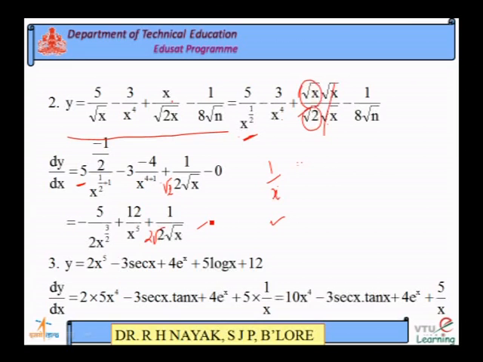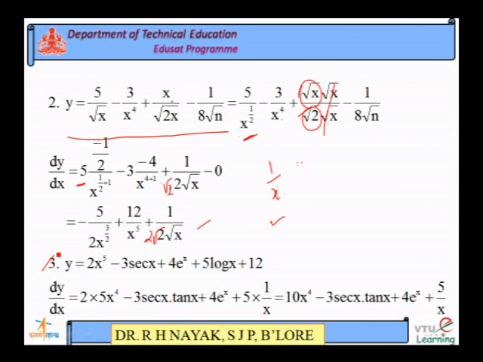Take the third one. The third problem is 2 x to the power of 5 minus 3 into secant x plus 4 e power x plus 5 log x plus 12. Here we have 5 functions connected by plus or minus, so differentiate individually. We have to use the sum or difference rule.